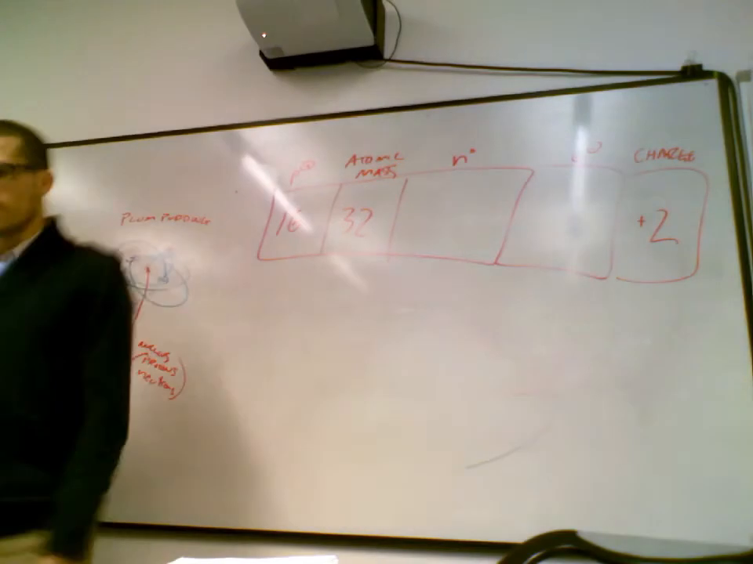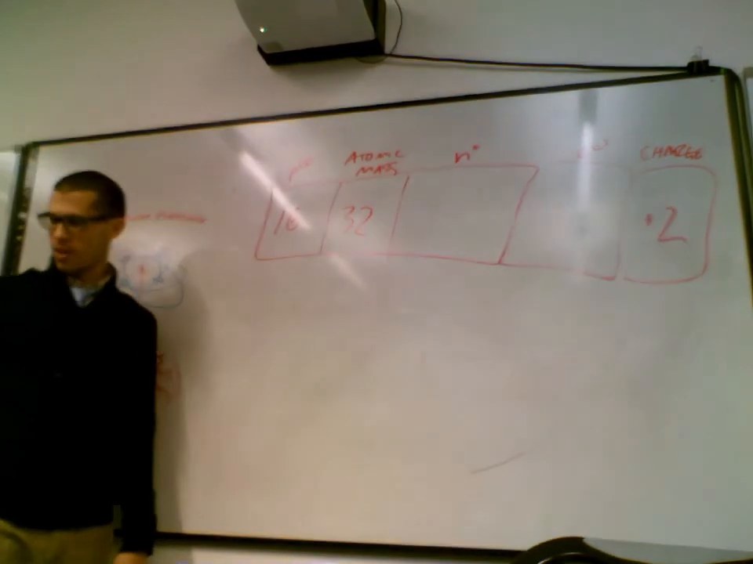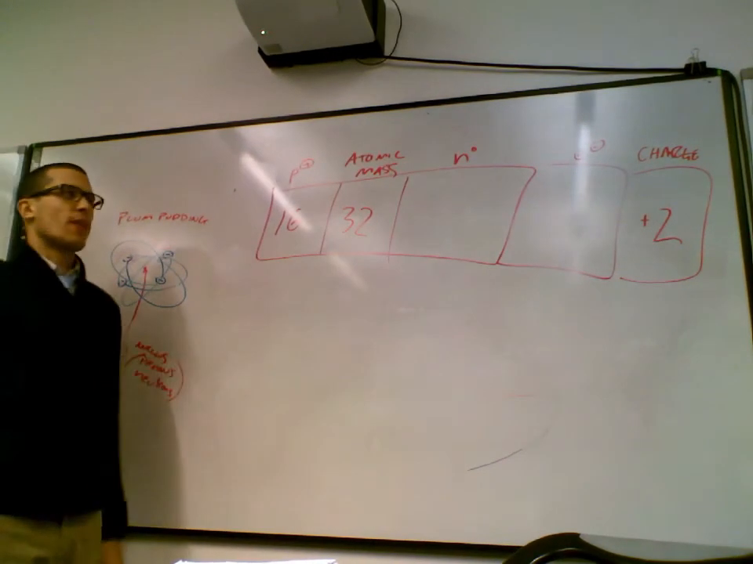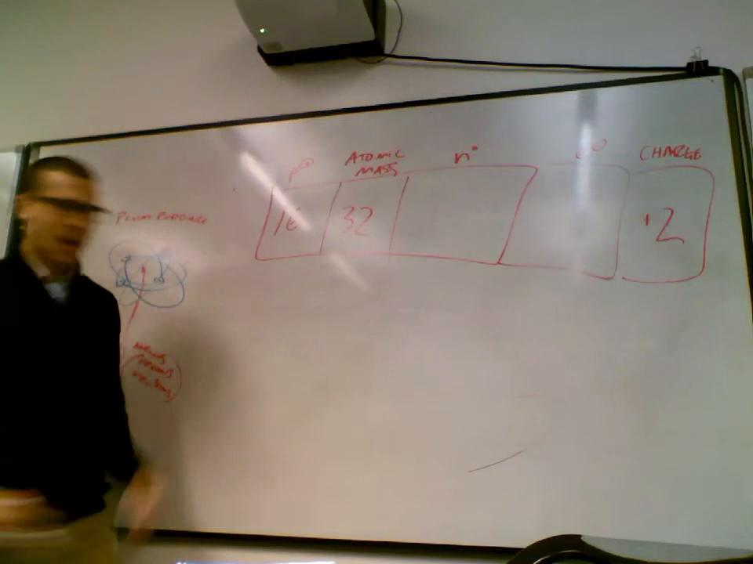Whoa, we got lots of stuff we can fill in right now. Isn't that cool? I know you love deducing. How many neutrons do we have right now? 16. We have to have 16.